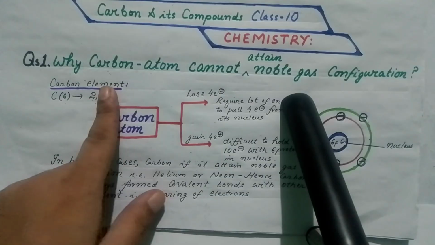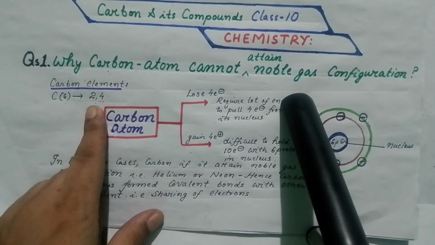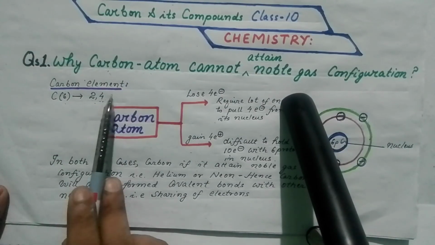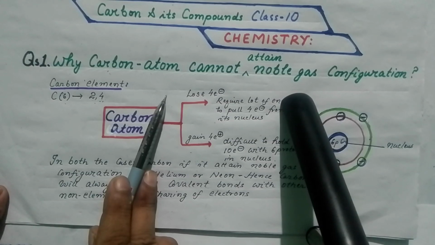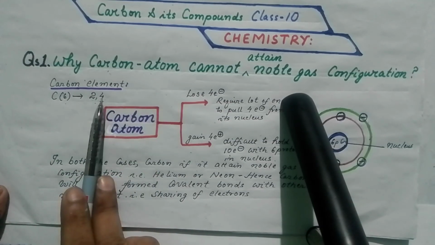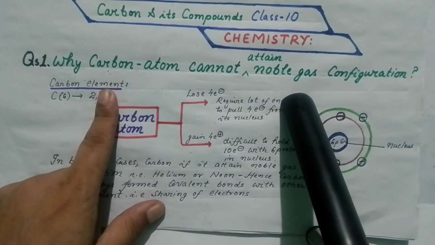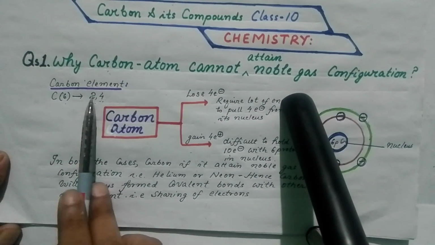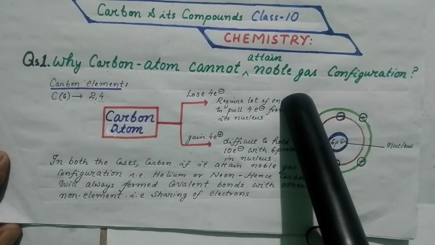Suppose if it loses these 4 electrons, तो क्या हो जाएगा? It will have only 2 electrons, means it will attain the configuration of a helium. So in both the cases, if I add 4 electrons, it will have the configuration of क्या हो जाएगा? Neon. अगर मैं ये 4 इलेक्ट्रॉन को लूज करूंगा तो क्या होगा? It will have the configuration of a helium. So in both the cases, it will have the noble gas configuration.